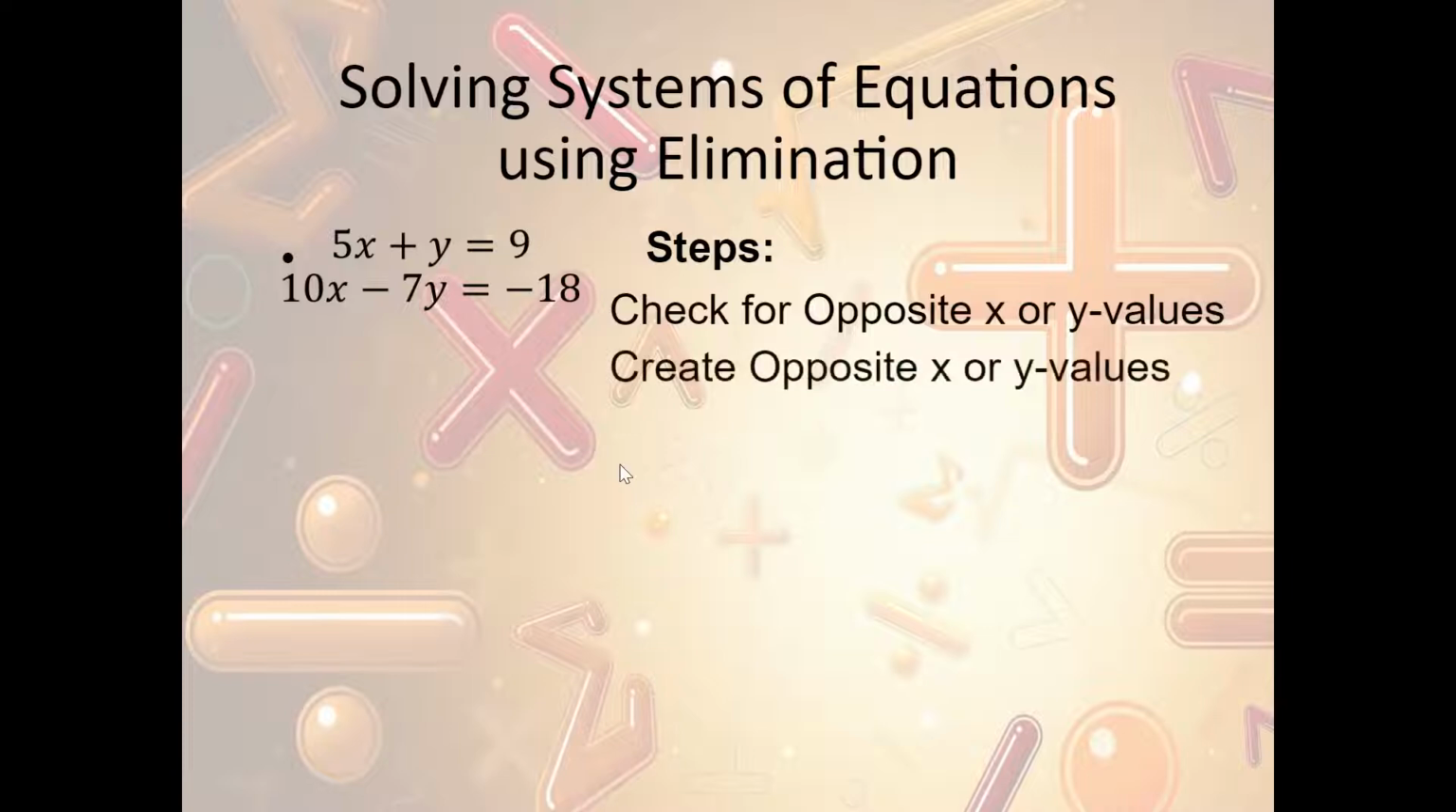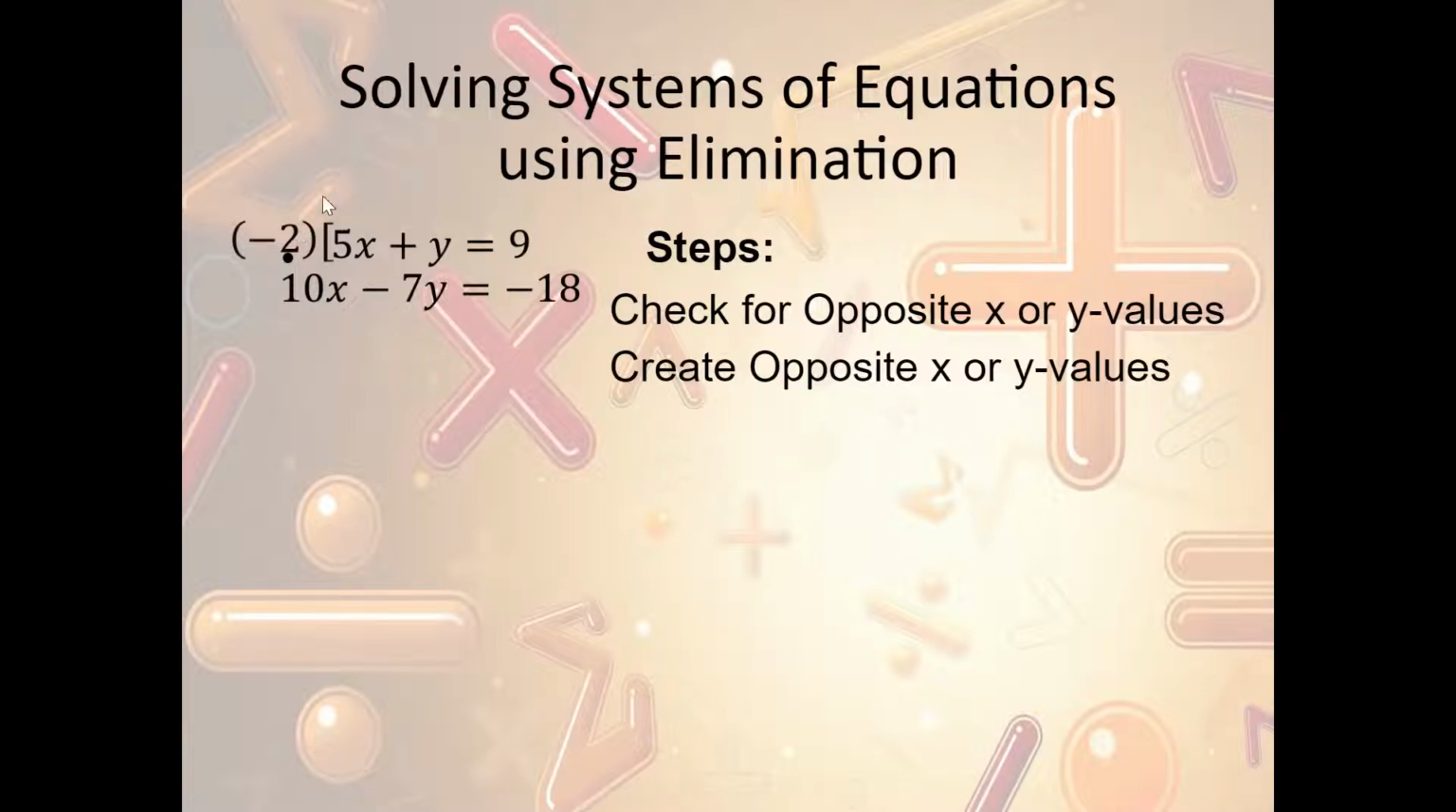So I need to create opposites. So I could multiply this one here by negative 2. That would give me negative 10x and 10x. Or I could multiply it by 7, and that would give me 7y and negative 7y. I usually want to multiply by the smaller number because it keeps everything a little easier to manage. But it doesn't matter either way. This time I'm going to multiply by negative 2.